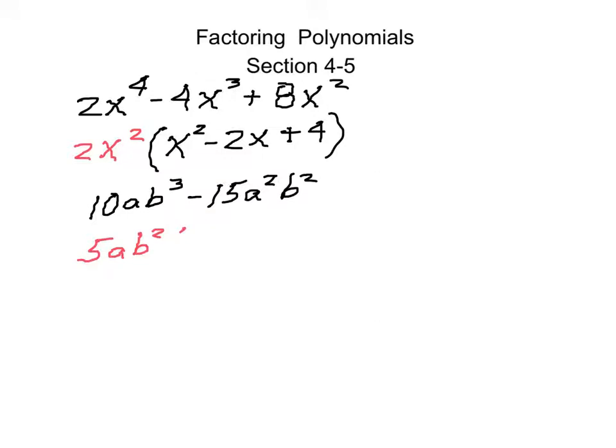So I'm going to factor that out. And what do I have left? So if I take 5ab squared out of the first term, that leaves me with 2b. And if I take 5ab squared out of the second term, that leaves me with 3a. So once you factor the greatest common factor out, you got 5ab squared times 2b minus 3a.